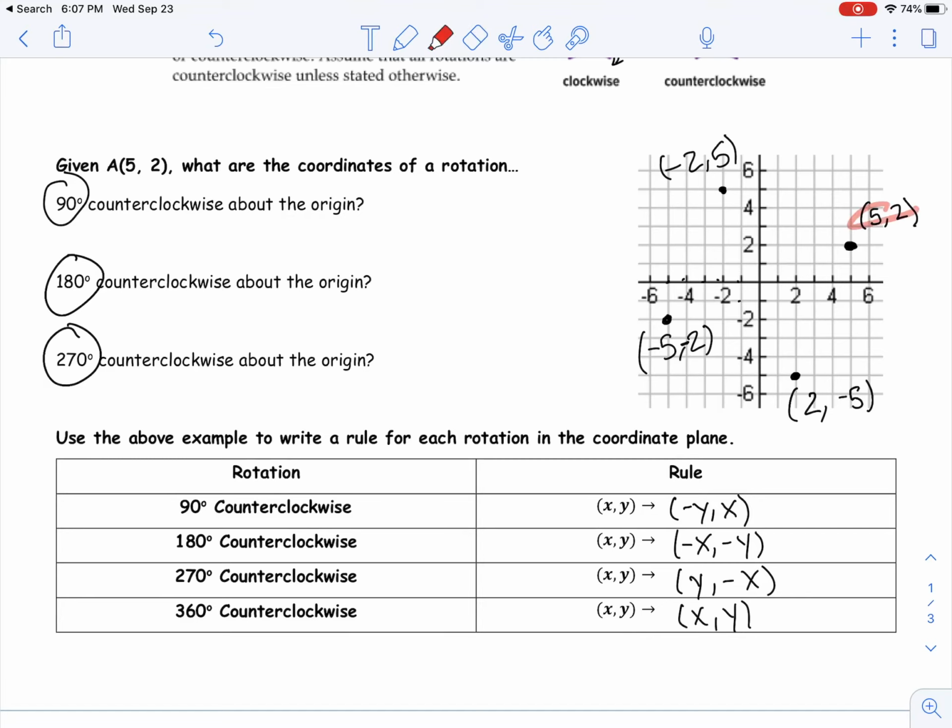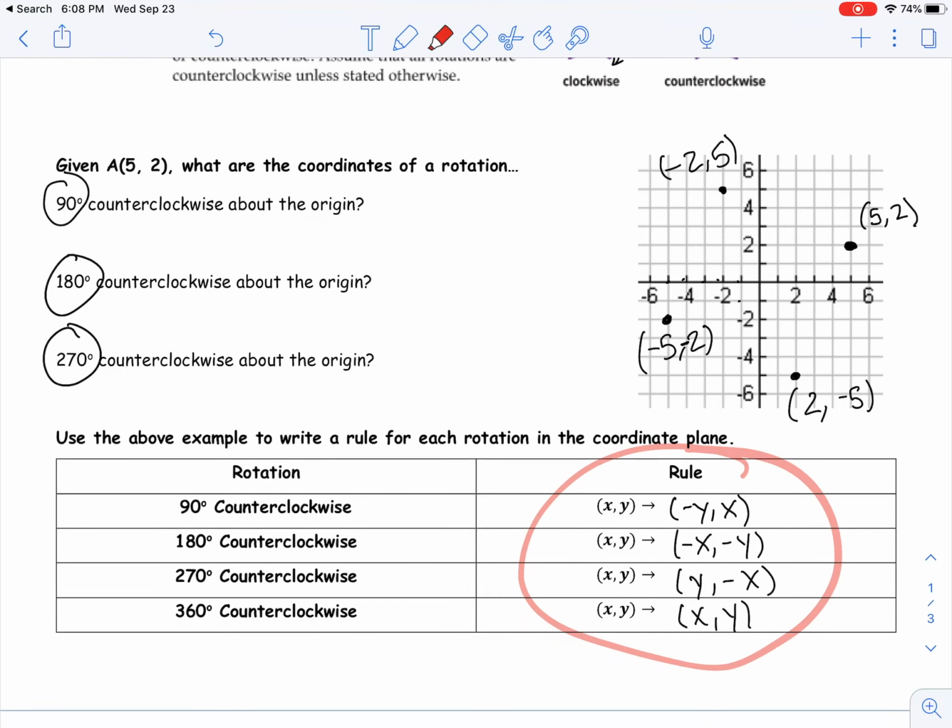We have negatives, okay? And then the last one here, 5, 2 turns into 2, -5. So again, they're switching spots. And this time, the x is turning into a negative number, which is why we have the negative, or the opposite, there. Okay, and then the last one's pretty simple. A 360-degree rotation brings you back here. So you start here, you end there, and it doesn't change.